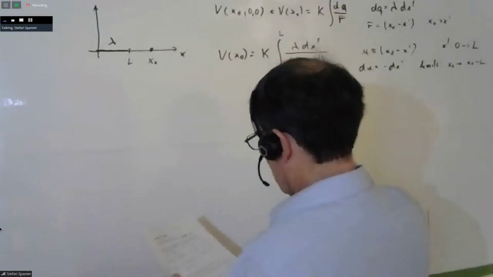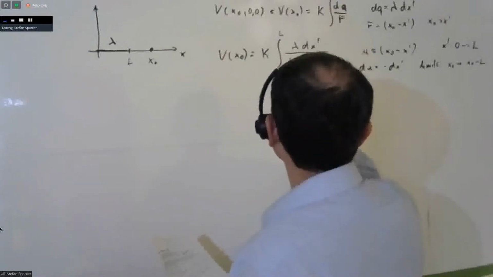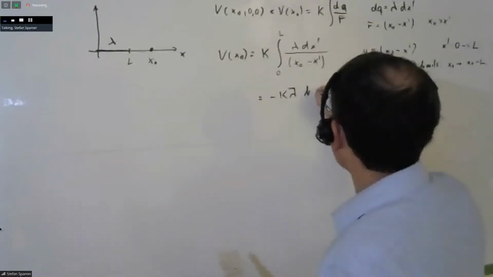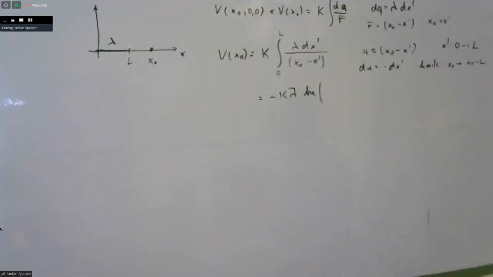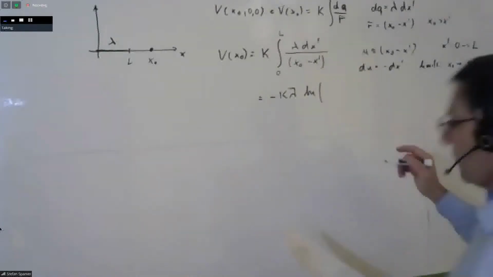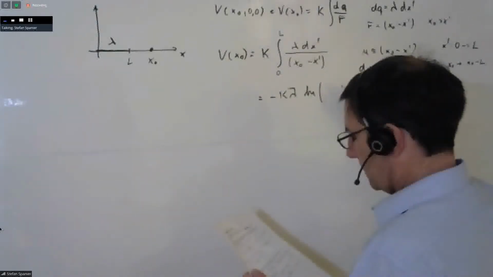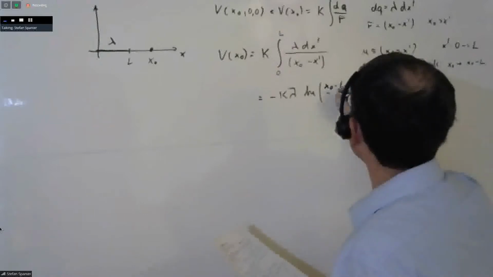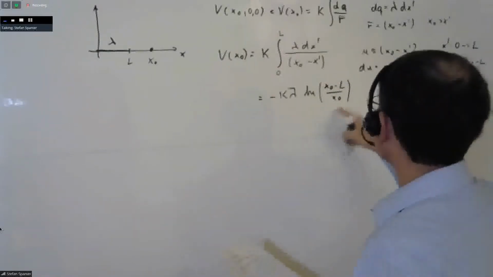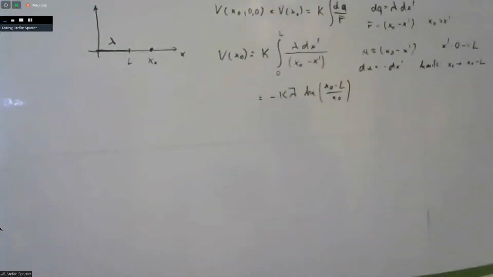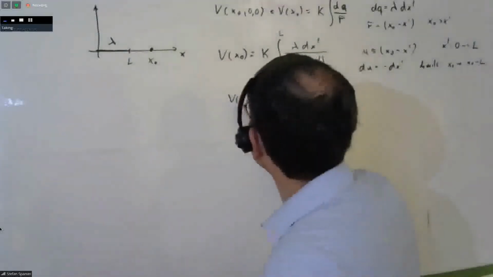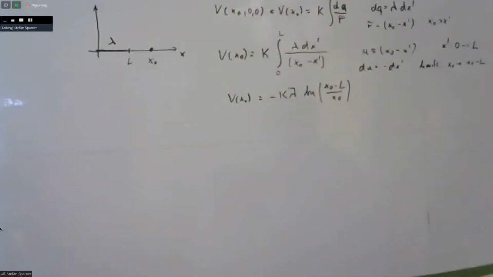So if I write the answer here, this is k lambda, lambda uniform goes in front, times the ln of u from x0 to x0 minus L. So then it becomes the ln of x0 minus L over x0. Or if I take the negative sign in, I can flip the ratio around. But that's good enough at this point. You got this?